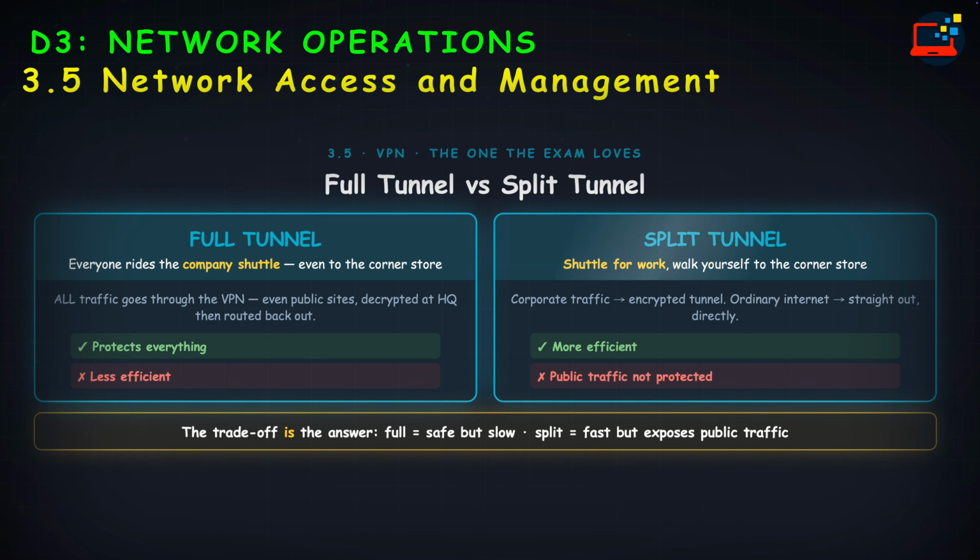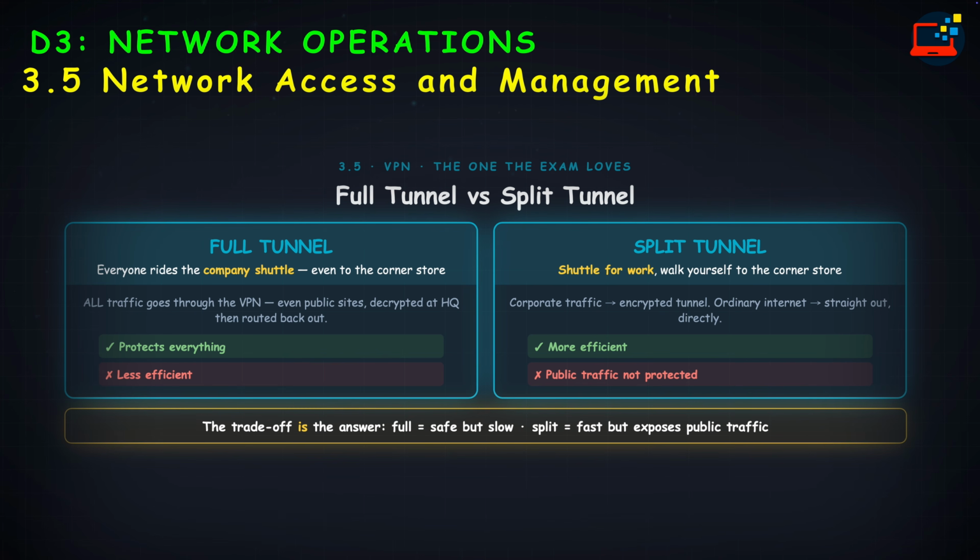With a split tunnel, the client is smart about it. Corporate traffic goes through the encrypted tunnel, and ordinary internet traffic goes straight out to the internet directly. Shuttle for work, walk yourself to the corner store. A split tunnel is more efficient because it doesn't drag public traffic through headquarters, but that public traffic is not protected by the VPN. A full tunnel protects everything at the cost of efficiency. That trade-off is the answer the exam is testing.